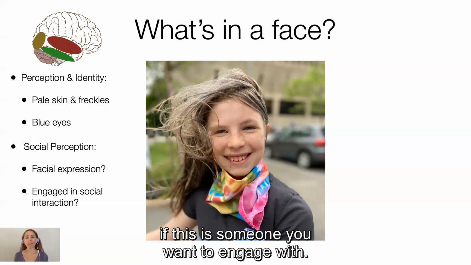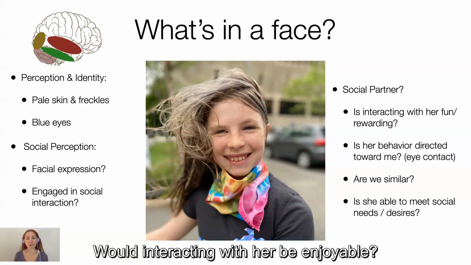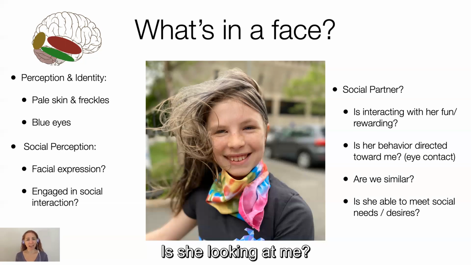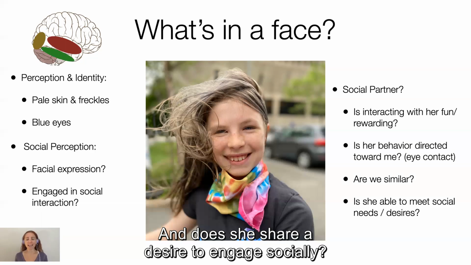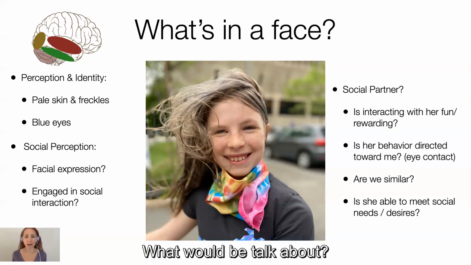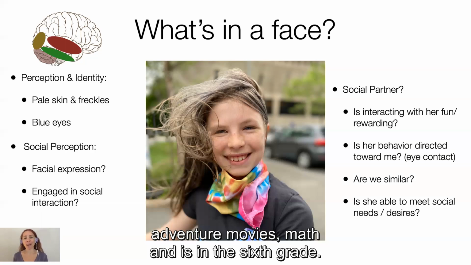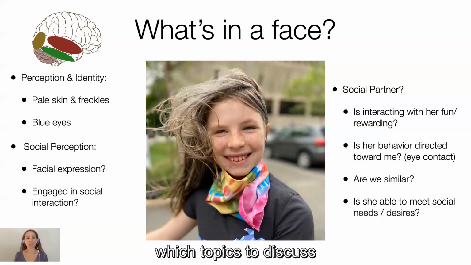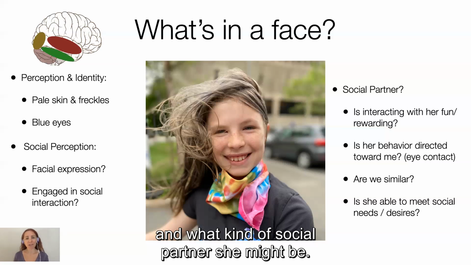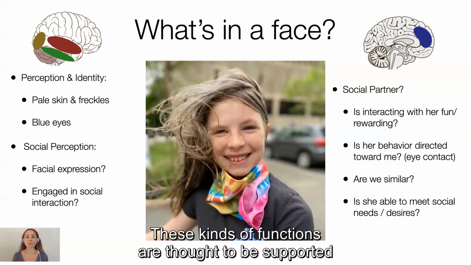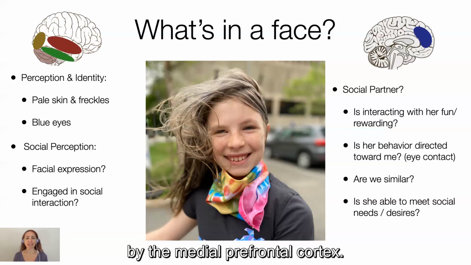But perhaps the most important aspects of a face are the features that help you determine if this is someone you want to engage with. Would interacting with her be enjoyable? Is she looking at me? And does she share a desire to engage socially? What would we talk about? If you know her, you might know she likes Avenger movies, math, and is in the 6th grade. Information that can help you decide which topics to discuss and what kind of social partner she might be. These kinds of functions are thought to be supported by the medial prefrontal cortex.